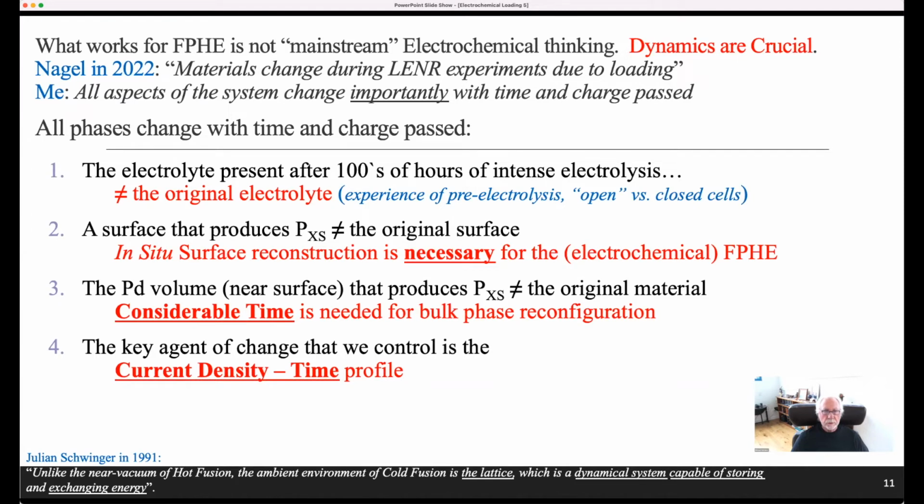In situ surface reconstruction is necessary for the electrochemical Fleischmann-Pons heat effect. That last statement is my assertion. I might find some arguments in the electrochemistry community. The palladium volume near the surface that produces excess power is not the same as the original material. Considerable time is needed for bulk phase reconstruction. And a key agent of change, the one that we can control, is the current density time profile.